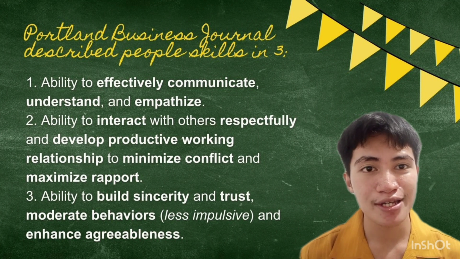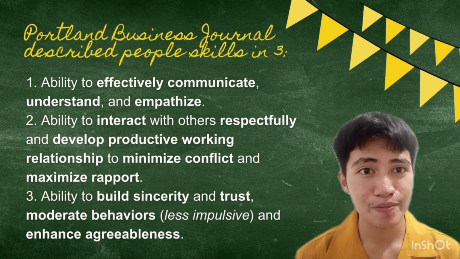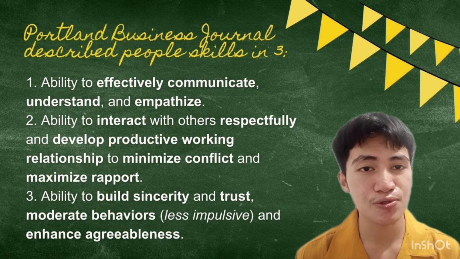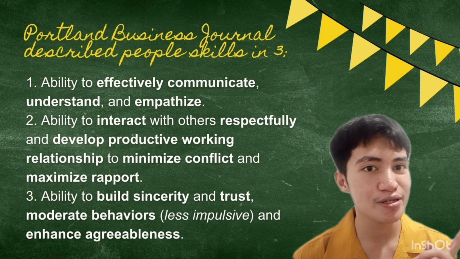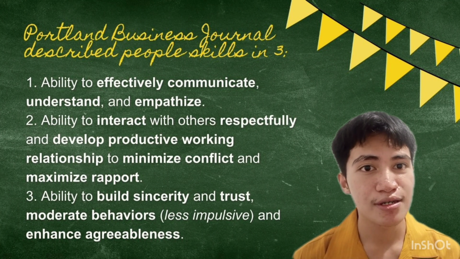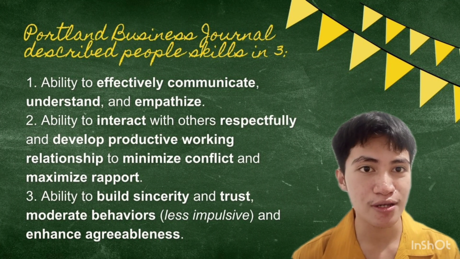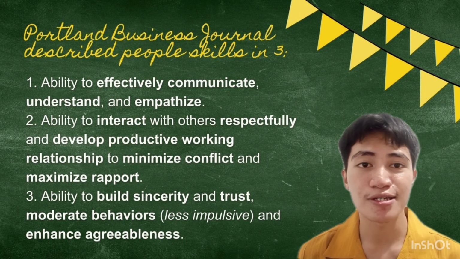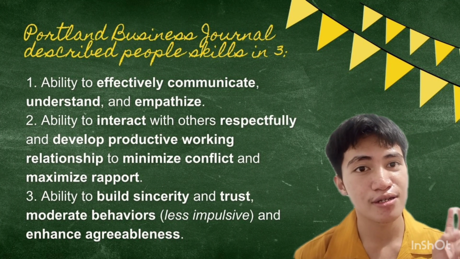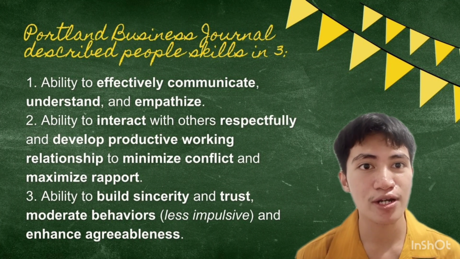The second one is the ability to interact with others respectfully and build productive relationships. This includes working well with classmates and coworkers, avoiding arguments, and creating a good team spirit. The third one, according to Rifkin, is the ability to build sincerity and trust and control impulsive behavior, becoming more agreeable.